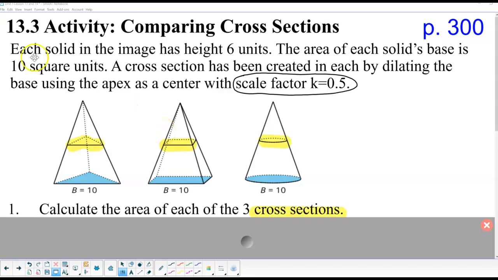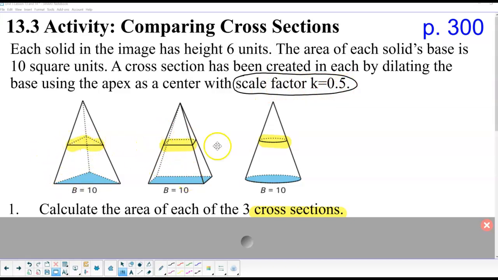So let's take a look here. Each solid in the image has a height of 6 units. They don't show it here, but we know that every single one of these solids has the same height of 6 units. The area of each solid's base is 10 units squared. The cross sections have been created in each by dilating the base using the apex as the center, with the scale factor of k being 0.5. So notice that's halfway up.